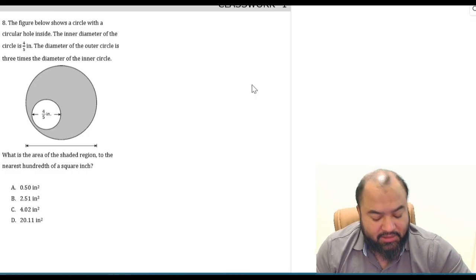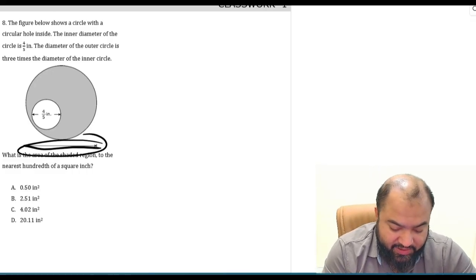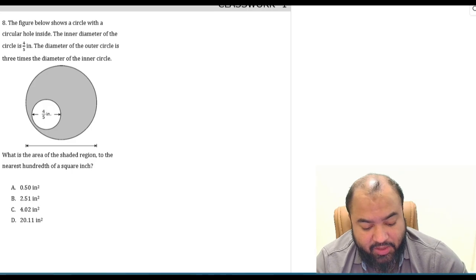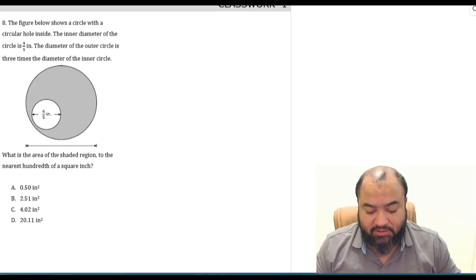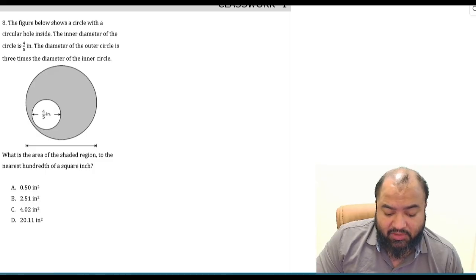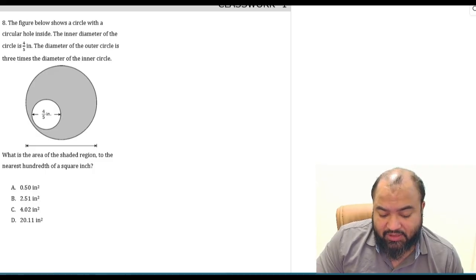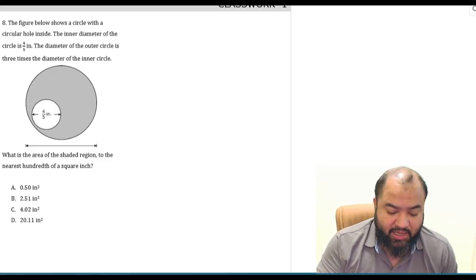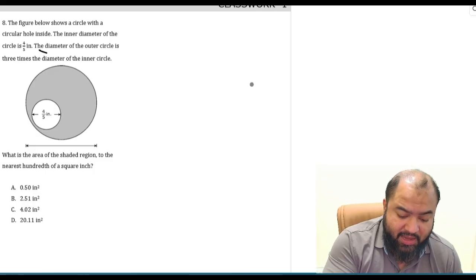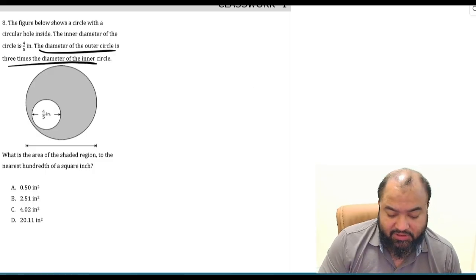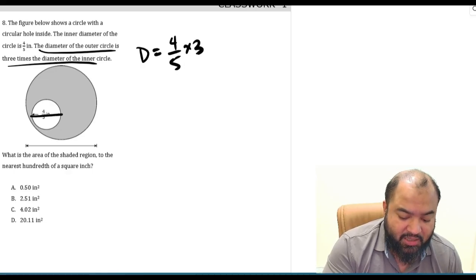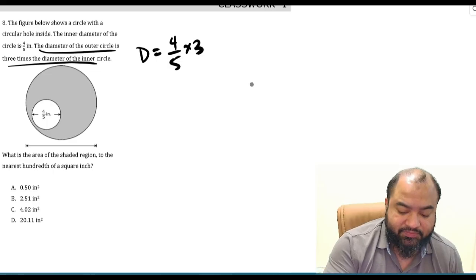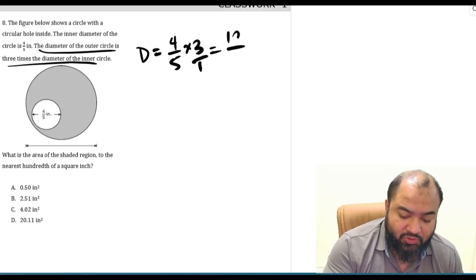Okay, number 8. Oh wow, the big diameter is not given. Let's see what's the case. Now the figure below shows a circle with a circular hole inside. The inner diameter of the circle is 4/5, and the diameter of the outer circle is 3 times the diameter of the inner circle. So the diameter of the outer circle is 4/5 times 3. So that's 12/5.